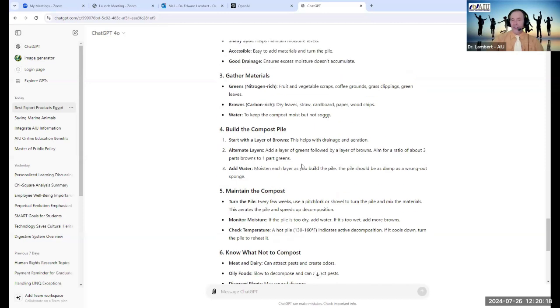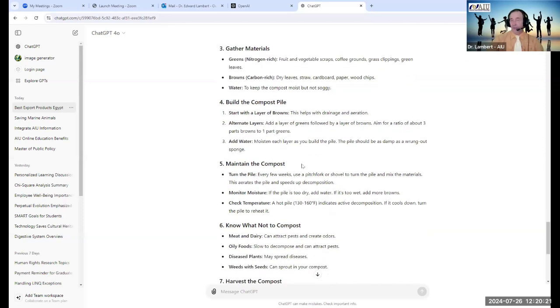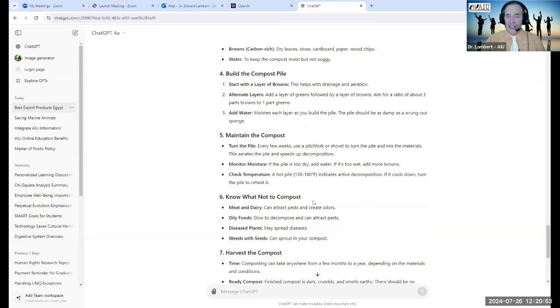Here are the instructions on how to create compost. Just pick a location, gather materials. It doesn't mention manure from horses and cows, but that's a really good source of nitrogen. And chicken feces builds a good compost. Then it talks about building it in layers, alternating the layers. Then you want to turn the pile every few weeks and monitor the moisture. If it's too dry, add water. If it's too wet, add more browns, and check the temperature.